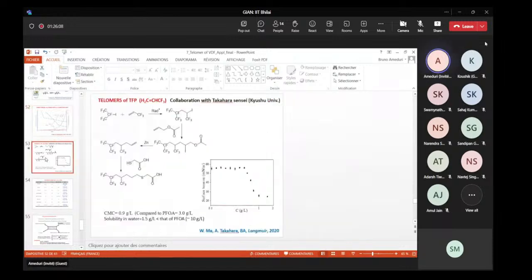So we did also some work with trifluoropropene. We like this trifluoropropene in radical additions. We make a chemical modification, and then the allyl derivative was reacting by a thiol-ene reaction in order to bring this carboxylic acid. And as you can see, we could prepare some nice surfactant in which we have a change of curve, and the CMC was 0.9 gram per mole.